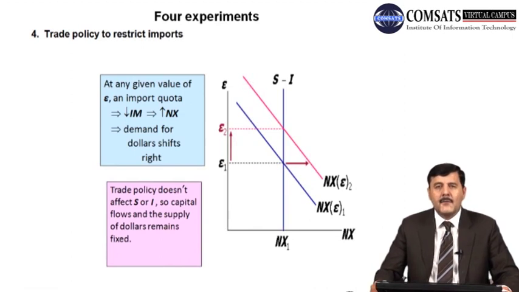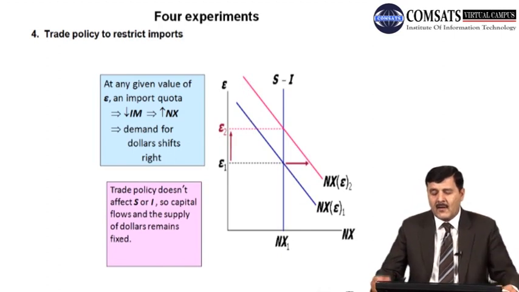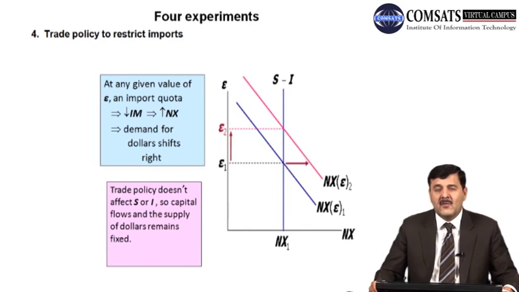Now we'll talk about the fourth experiment, how that can affect the net exports and real exchange rate of an economy. As usual, we will explain this with the help of a diagram given in front of you. On the y-axis we are measuring the exchange rate, on the x-axis we are measuring the net exports. This is the foreign exchange market.